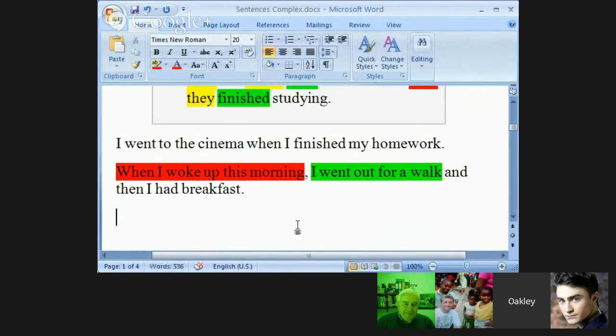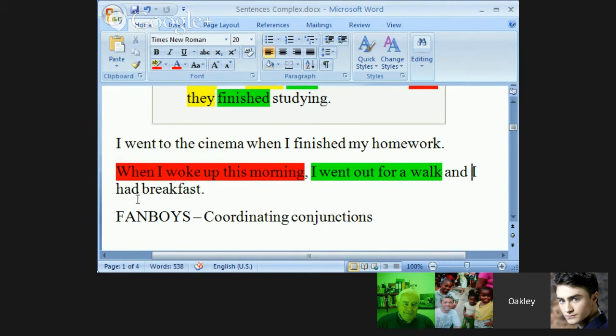The fact is, had you used one of the fanboys, a different type of conjunction, these are the coordinating conjunctions, it's easy to get confused here, so stay with me. If you only, for example, got rid of then, and I had breakfast, all right, then this would be a totally different type of sentence. This would be a compound-complex sentence.